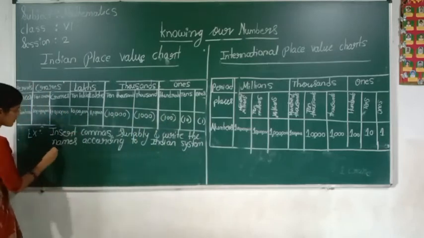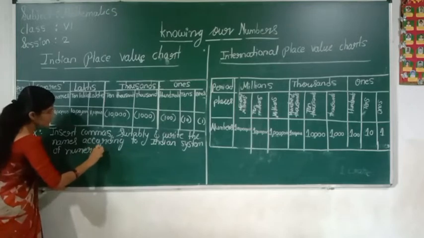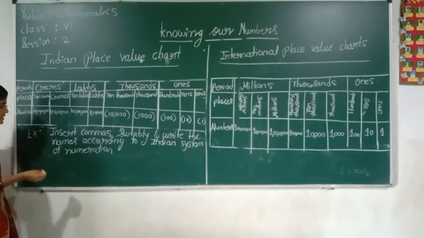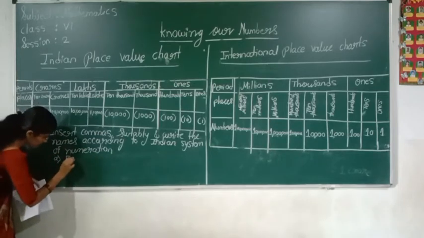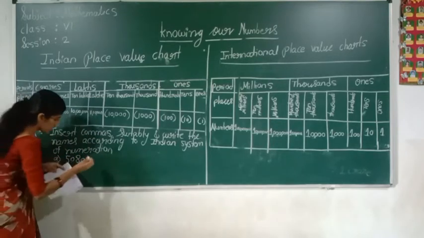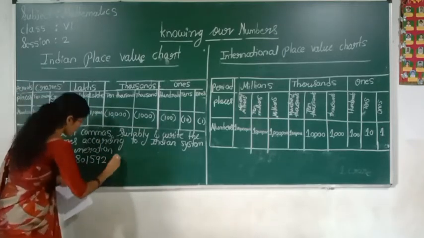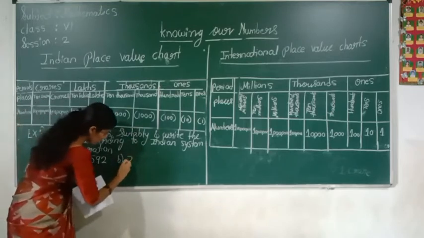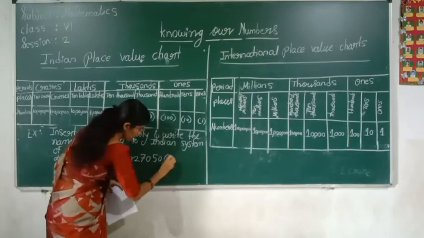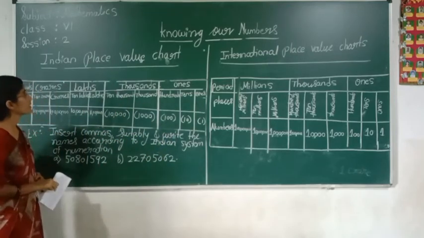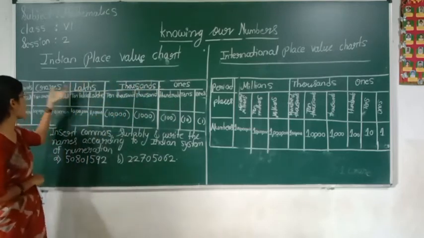Indian system of numeration. See here, what they are telling: we have to insert commas and we have to read the numbers they have given. So I told you that in the Indian place value chart, there are 4 periods: ones, thousands, lakhs, crores.